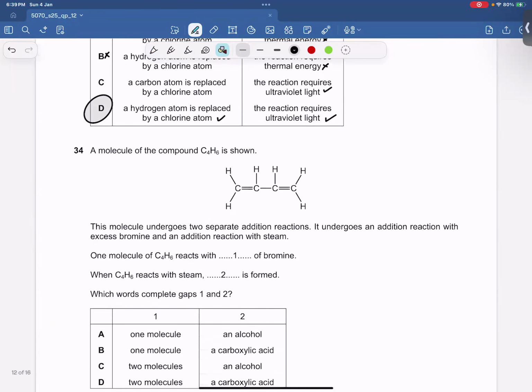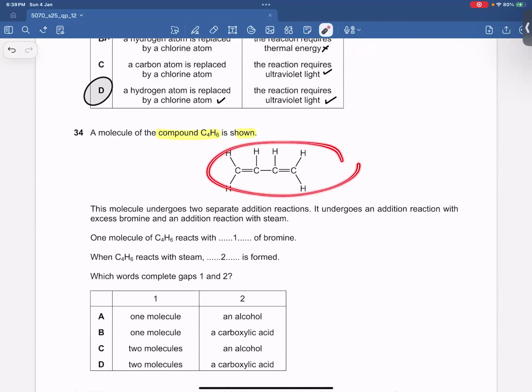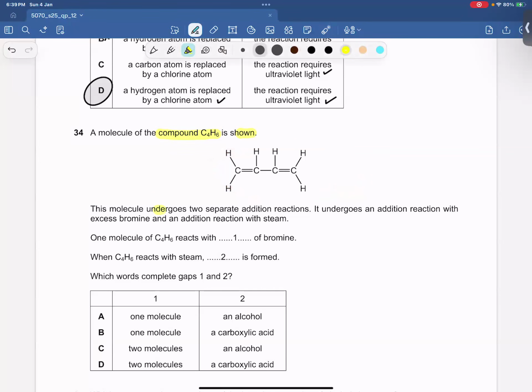A molecule of compound C4H6 is shown, and I've told you in the class, it is not necessary that an alkene contains only one double bond. It can be more than one double bond. Like in this case, it is an alkene and it has more than one double bond. Okay, this molecule undergoes 2 separate addition reactions. It undergoes an addition reaction with excess bromine and an addition reaction with steam.